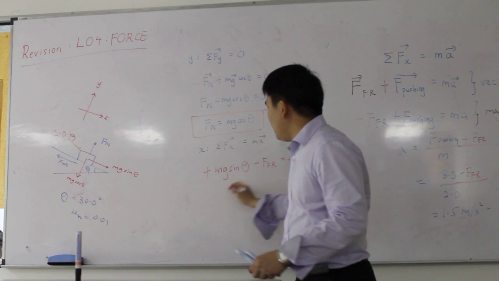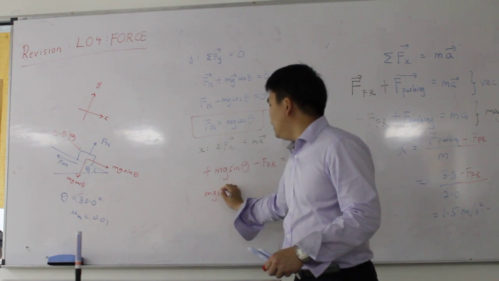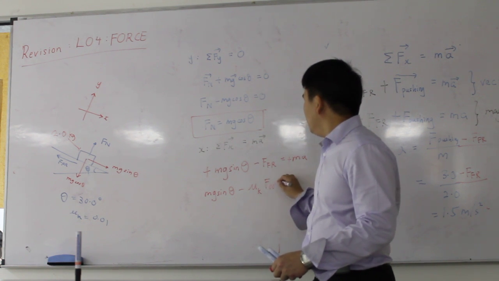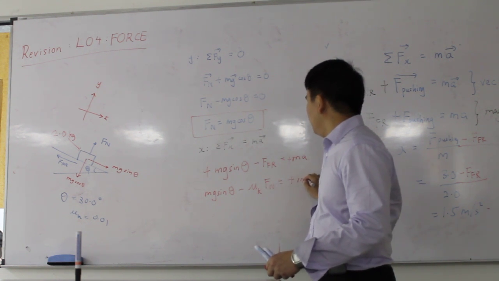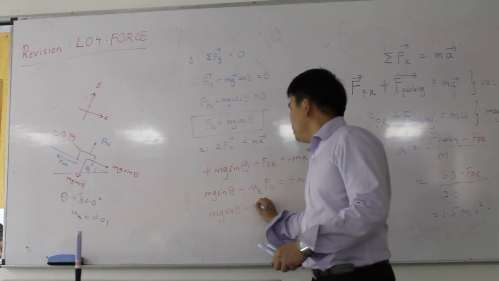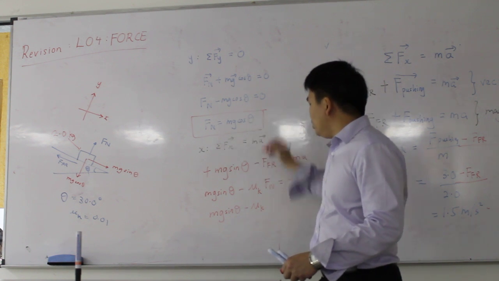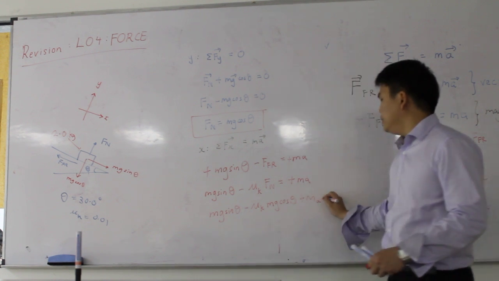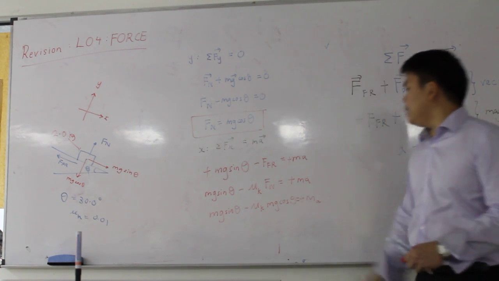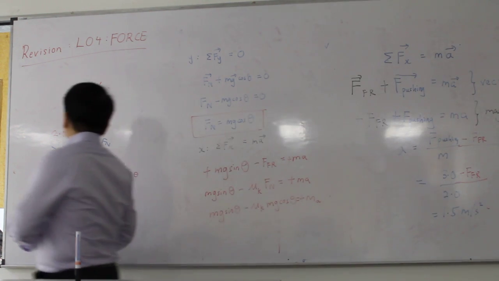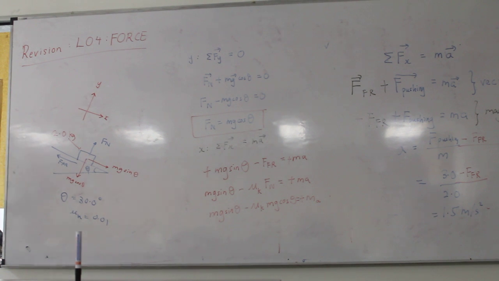Then we get this one, and we continue: mg sine theta minus mu_k F_N is equal to plus ma. Continue by mg sine theta minus mu_k. F_N is mg cos theta, so mg cos theta equals plus ma. Basically, this is an analysis using Newton's law for this case, and we still consider this a simple example. Let me make it tougher.